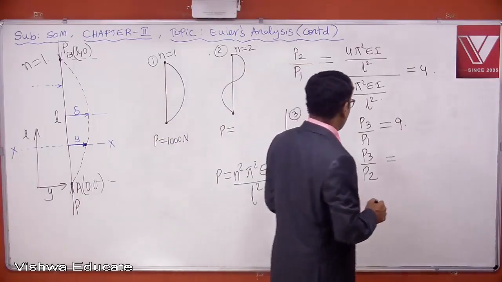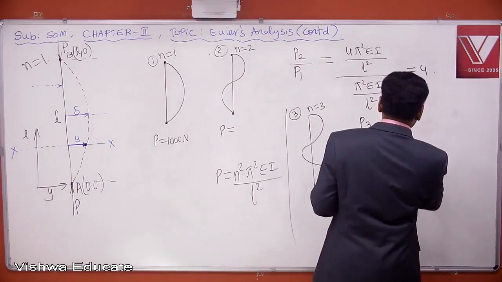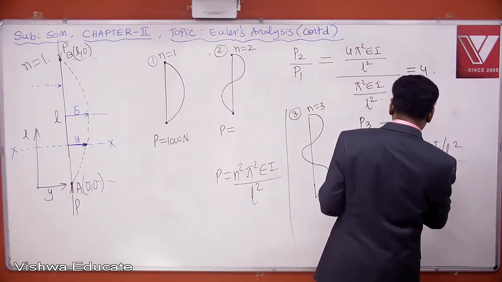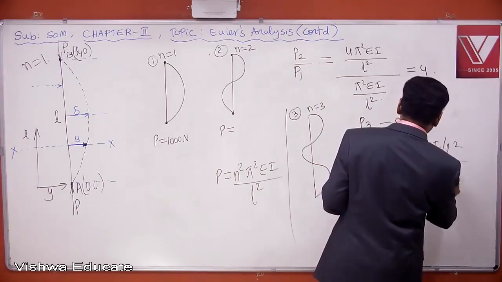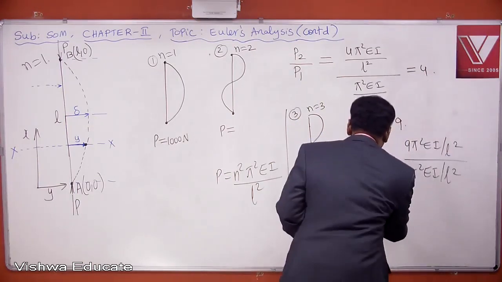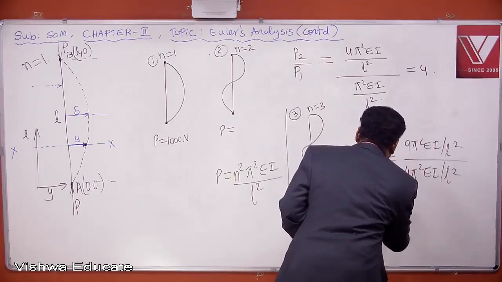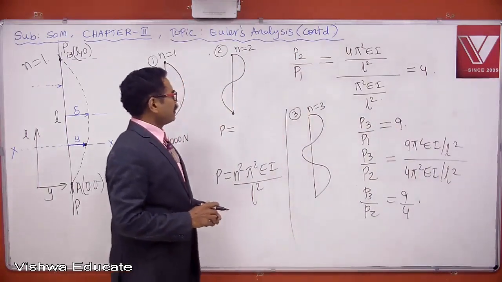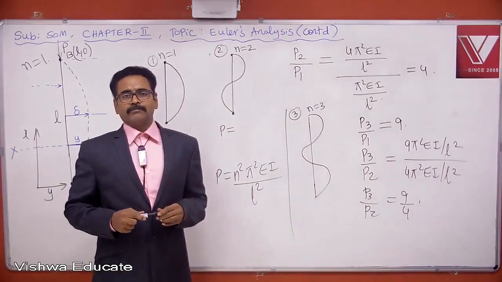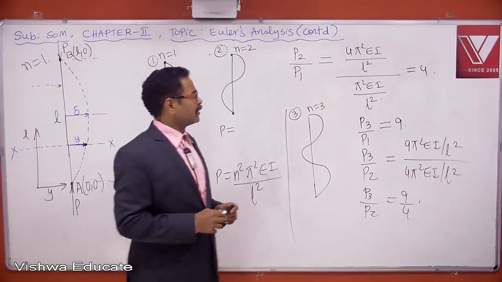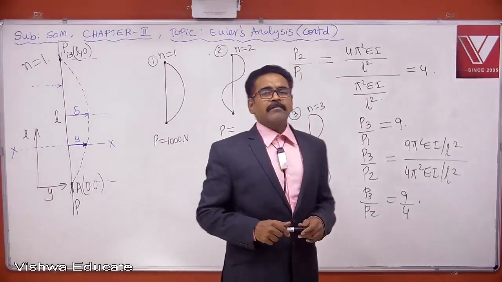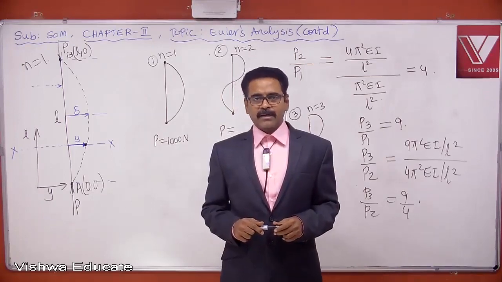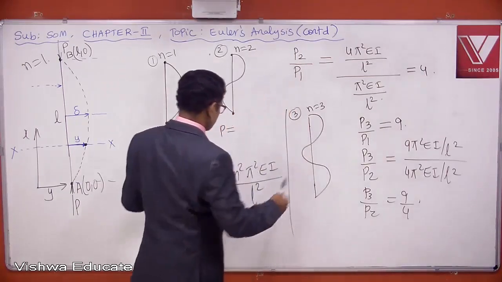How many times? P3 is 9 pi square EI by L square. P2 is 4 pi square EI by L square. That means P3 by P2 is equal to 9 by 4. Like this, they may give a comparison problem. They may give two columns with different modes and try to compare the critical loads of the columns. So be ready for it. Questions like this may come.